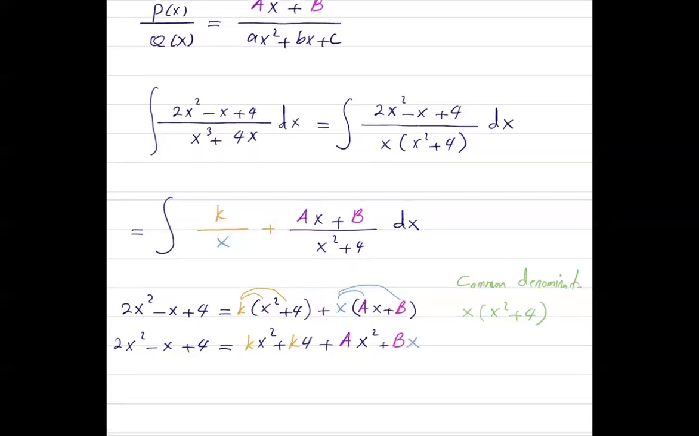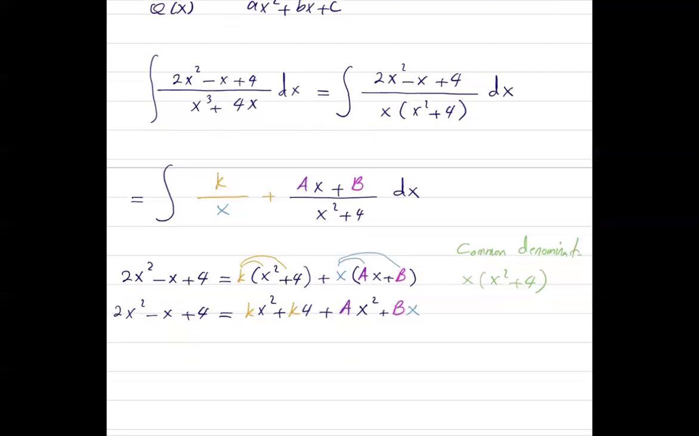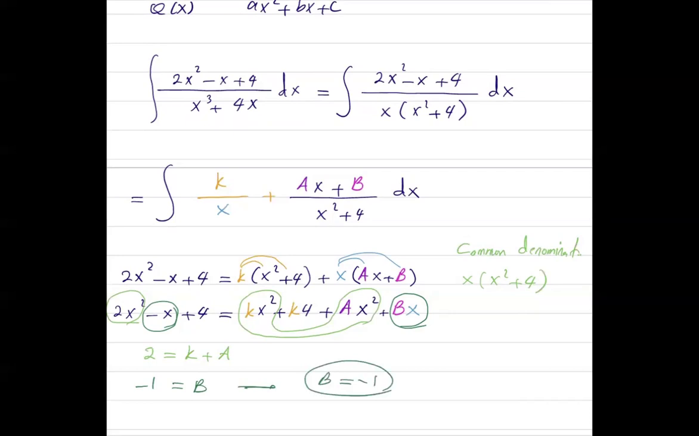Perfect. So now let us compare the left-hand side and right-hand side. On the left-hand side, you have 2x squared. On the right-hand side, you have ax squared plus kx squared. What's the meaning of that? It means that 2 is equal to k plus a. You also have bx, which must be equal to negative x. So b is equal to negative 1. So we calculated the value for b easily.